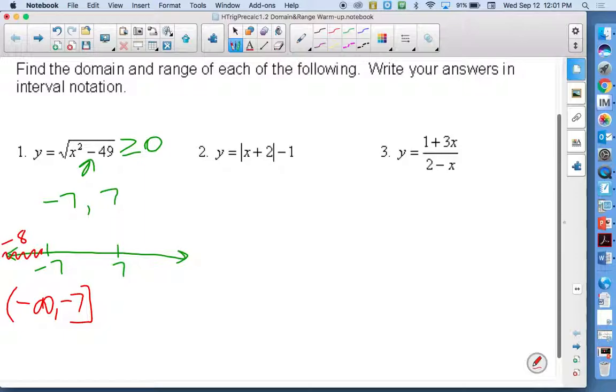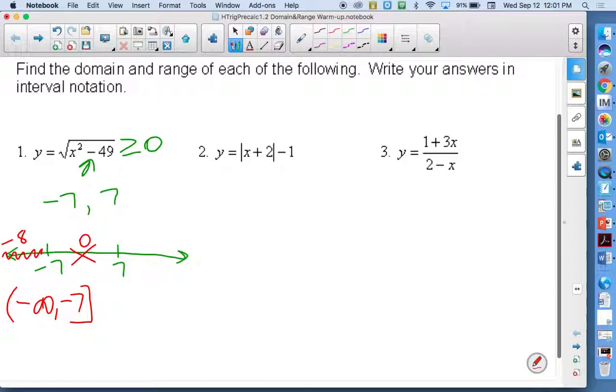If you pick a number in between the two, in between -7 and +7, like the number 0. 0 squared is 0. 0 minus 49 is -49. We cannot take the square root of -49. So my domain does not exist between the numbers of -7 to +7 because all of those numbers are going to give us negative square roots.